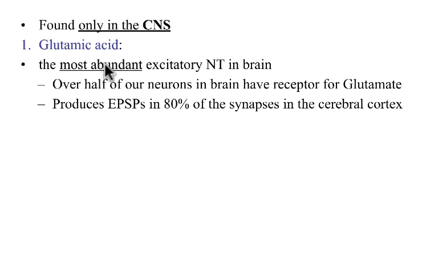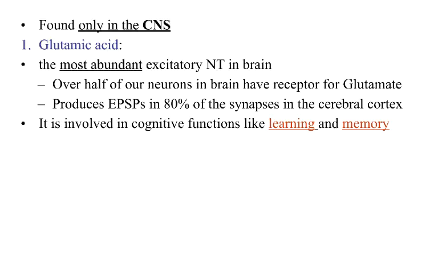More than 50% of all neurons in the brain have receptors for glutamic acid. Glutamic acid, the majority of the time, creates excitation, about 80% of the time, but in 20% of the time it may cause inhibition. We are not going to get to that inhibition function of glutamic acid. We only discuss the excitatory action of glutamic acid.